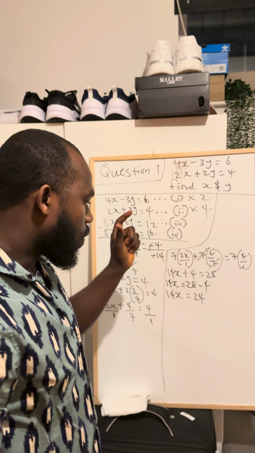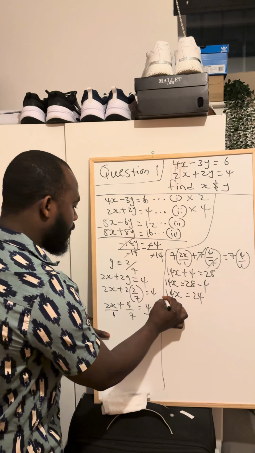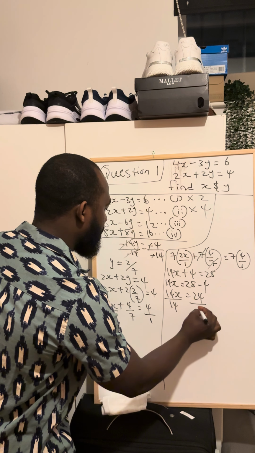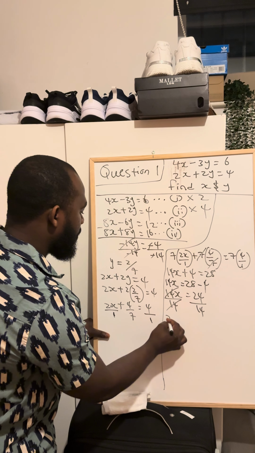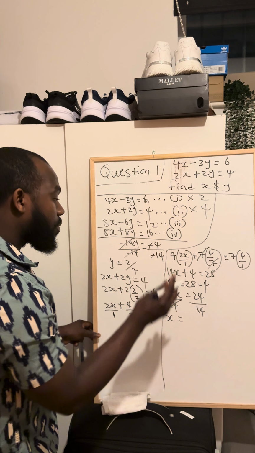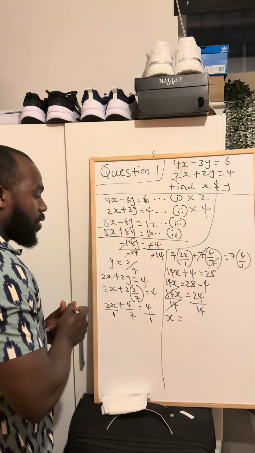What do we do? We divide both sides by the coefficient of x, which is what? 14. So here becomes over 14, and here becomes over 14. All right. So when 14 cancels out 14, what do we have? X. And now, what can go into 24 and 14? 2 can go into 24 and 14. So what do we have?